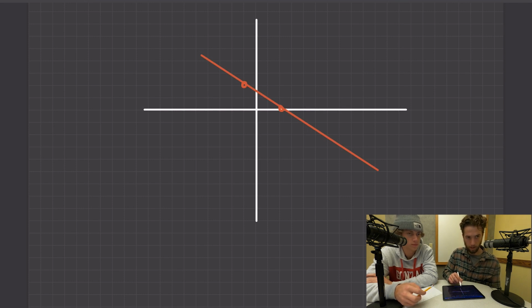Which point are you starting at? I started at C, which is over at 5 comma -2 right here. Okay, and you're saying up 2, and then what? Over 1. Over left or right? Over 3. 1, 2, 3.